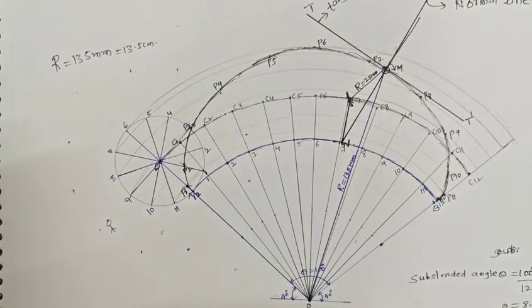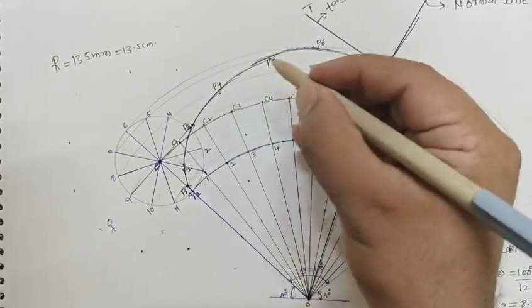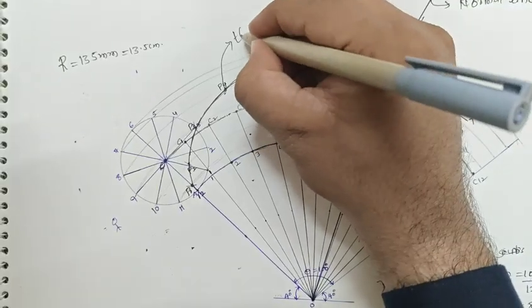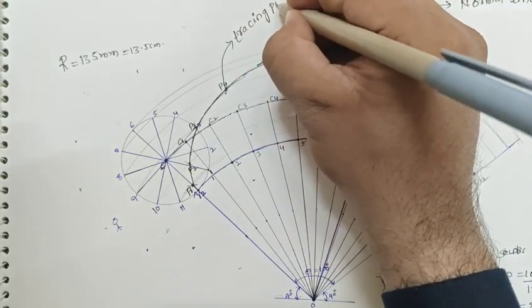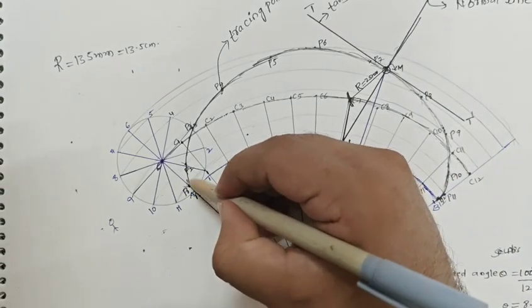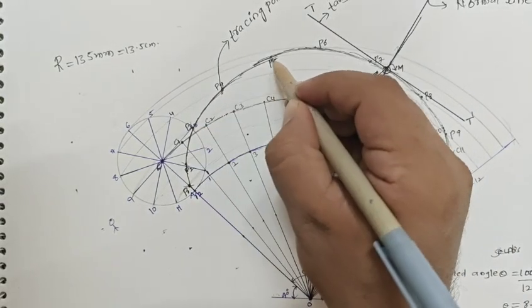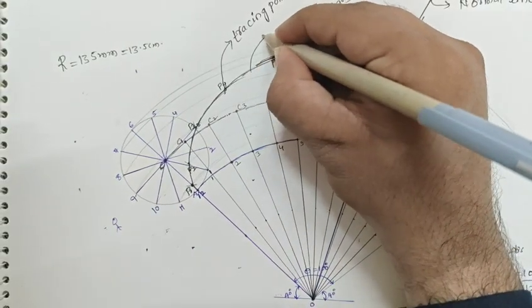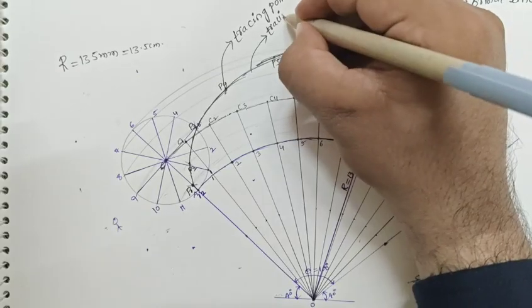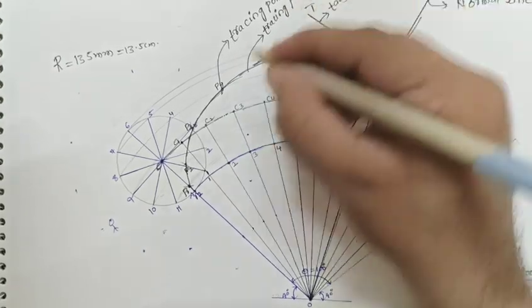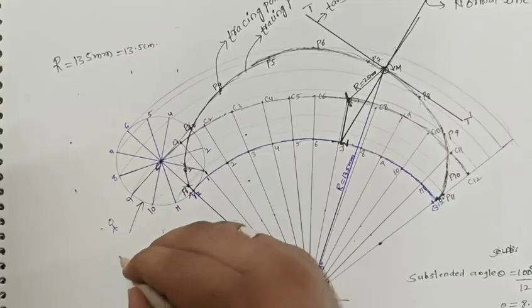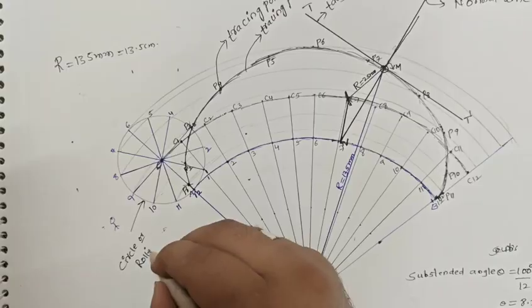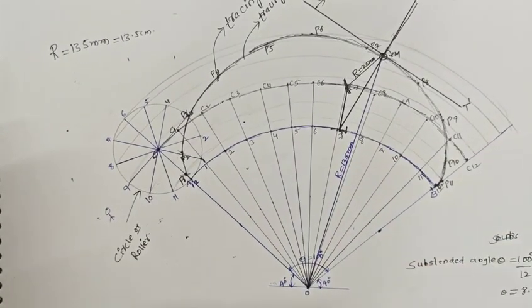Clear? Then, P1, P2, P3, P4, P5. This point is the tracing point. The joining from P1 to P2, P2 to P3, P3 to P4, P4 to P5, P5 to P6 is the tracing path. And this is the circle or roller. And this line is the base.